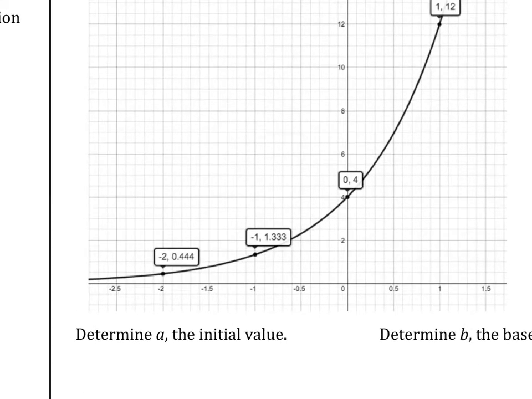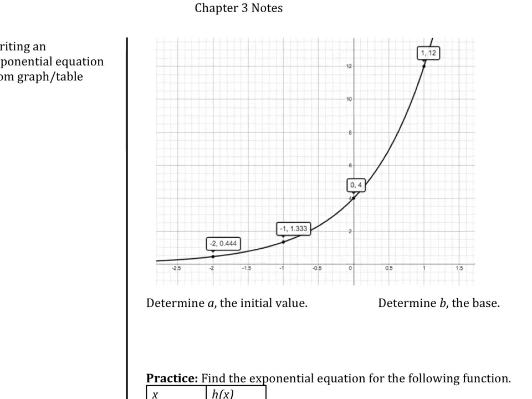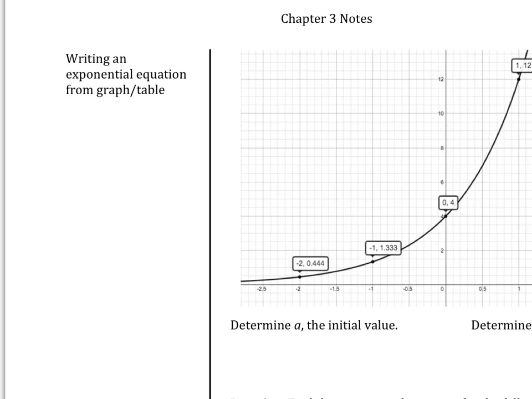All right, so we have this exponential graph. You have to notice this shape as the exponential graph. Okay, first we need to write an equation. So we need to write out the basic form. In this basic form, a times b to the x, what are the only two things we need to solve for to have an equation?